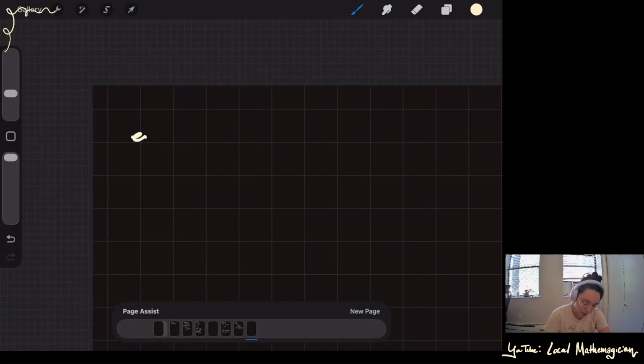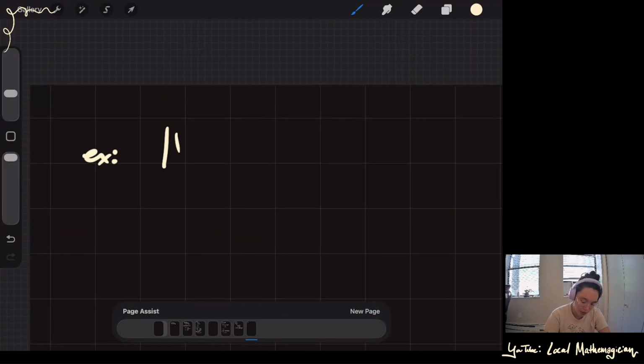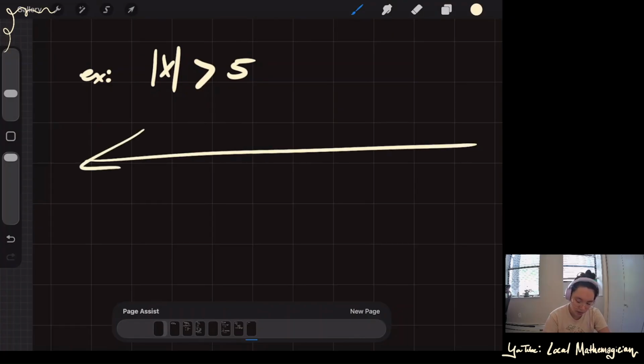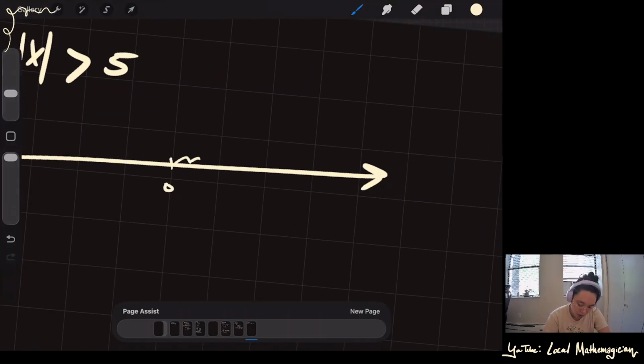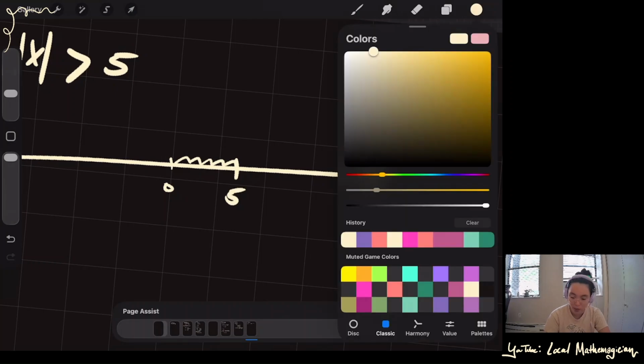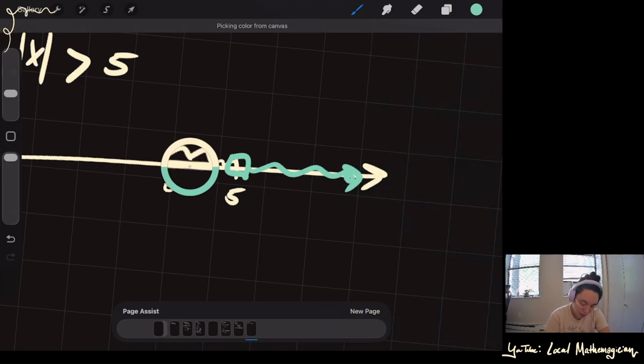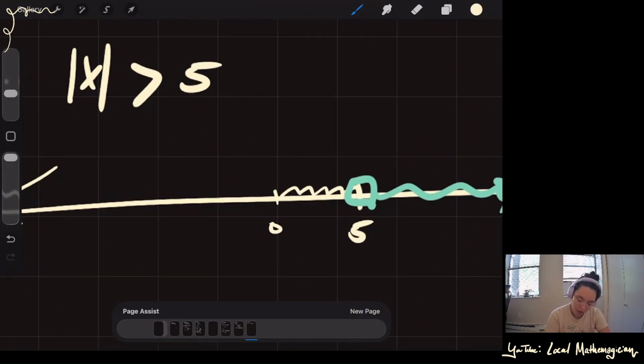So for example, let's say we have the absolute value of x is greater than 5, right? As a graph, 0 is here. Well, we want a distance of more than 5. So 1, 2, 3, 4, 5. 5 lives here. We want more than 5, so it does not include 5. Right? In the same way, let's go in the negative direction.